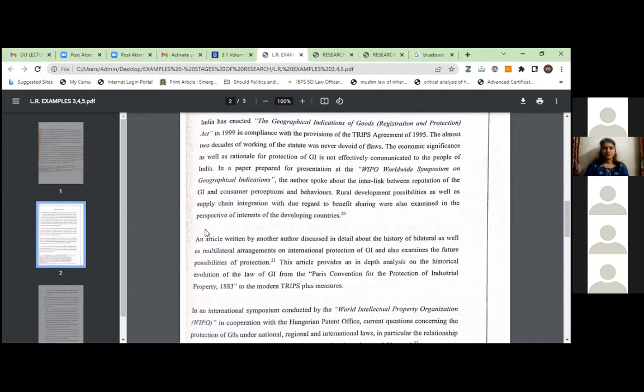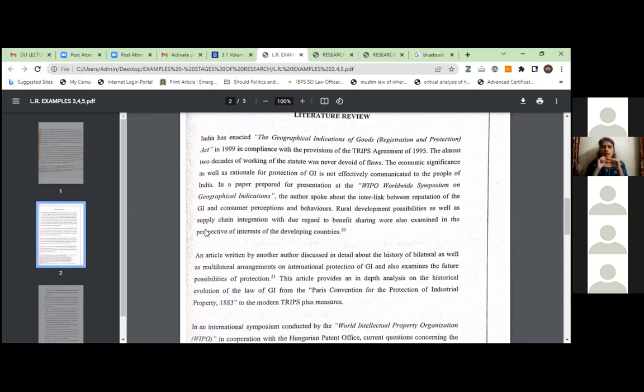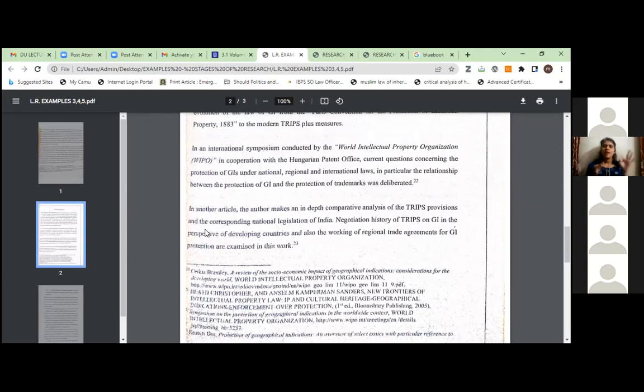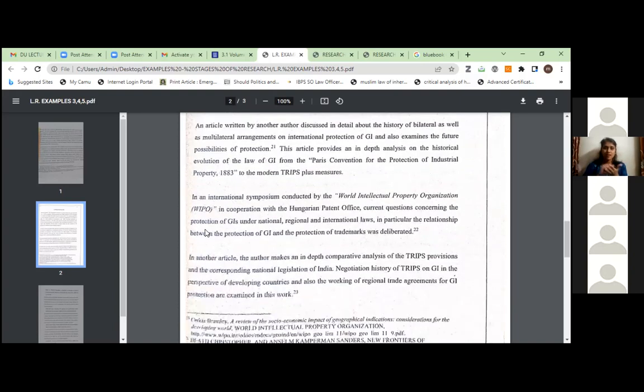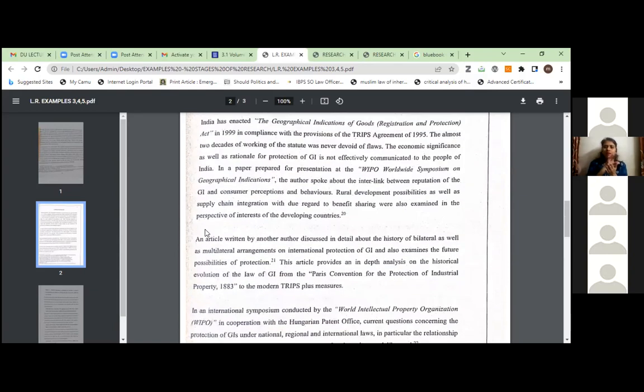Now let's take another example. In this literature review, the researcher has begun by saying that India has enacted so and so, just a brief introduction. In the end, in the first paragraph, the last line mentions rural development possibilities as well as supply chain. Let's go to footnote 20. This is not very clear, but this is how the footnoting is done. As we can see here, new frontiers of intellectual property law, IP and cultural heritage, is one paper published in 2005, and the author has referred to that here as well. In the second para, the article that the researcher has reviewed is footnoted in 21. Footnote 21 talks about new frontiers of IP, cultural heritage and GI, geographical indications. Directly the author has started by saying an article written by another author discusses so and so.